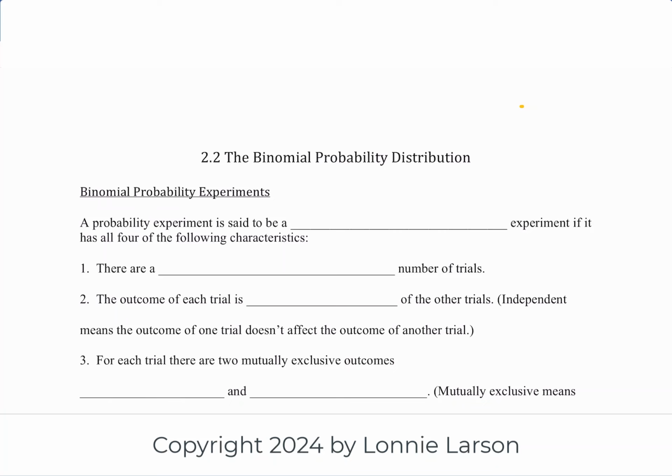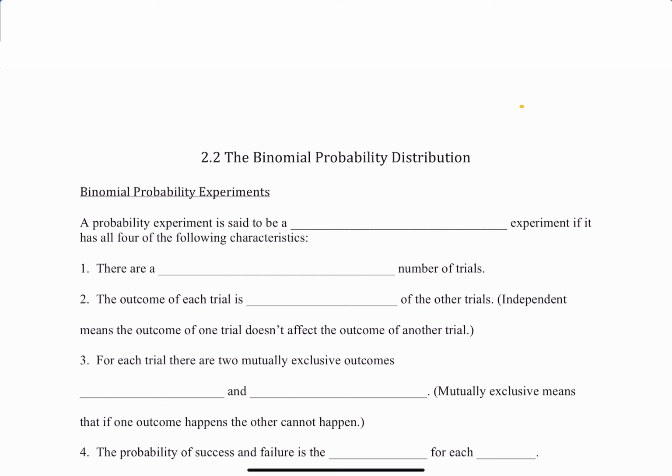Hi everybody. In this section we're going to study one specific type of discrete probability distribution, and it's called the binomial probability distribution. We're going to start by defining what a binomial probability experiment is. A probability experiment is said to be a binomial probability experiment if it has all four of the following characteristics.